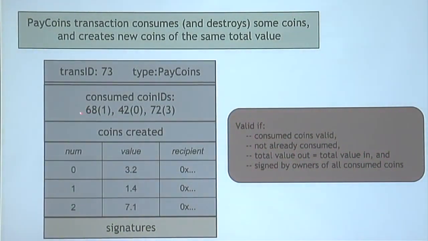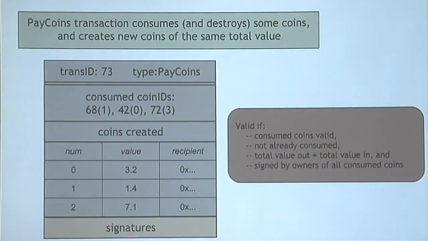All of these coins are being consumed and destroyed by this PayCoins transaction. So we're going to add up the value of all of those coins, and then we're going to create a bunch of new coins, down here 0, 1, and 2, etc., just like before in the CreateCoins transaction. Each one has a value. Each one will belong to a certain recipient. And those new coins had better add up to the same total value as the coins that we consumed.